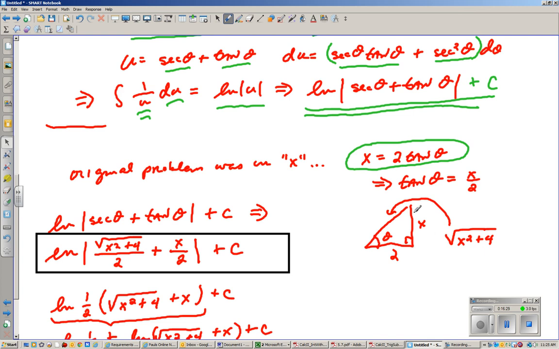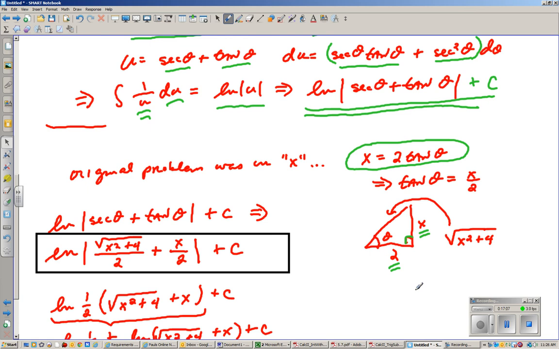Putting together this generic right triangle, if the lower left is our angle theta, then opposite over adjacent is tangent. It means that the opposite side is x and the adjacent side is 2. And then Pythagoras tells us the hypotenuse must be the square root of the sum of the squares of these two sides. Square root of x squared plus 4 will be the hypotenuse.